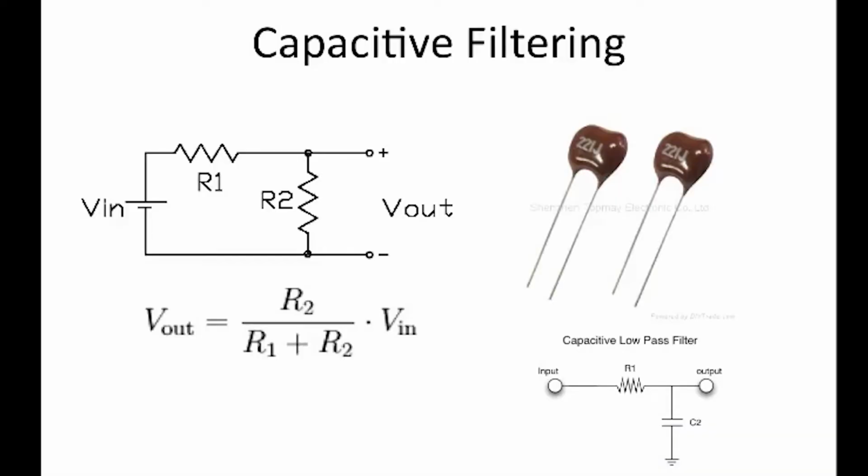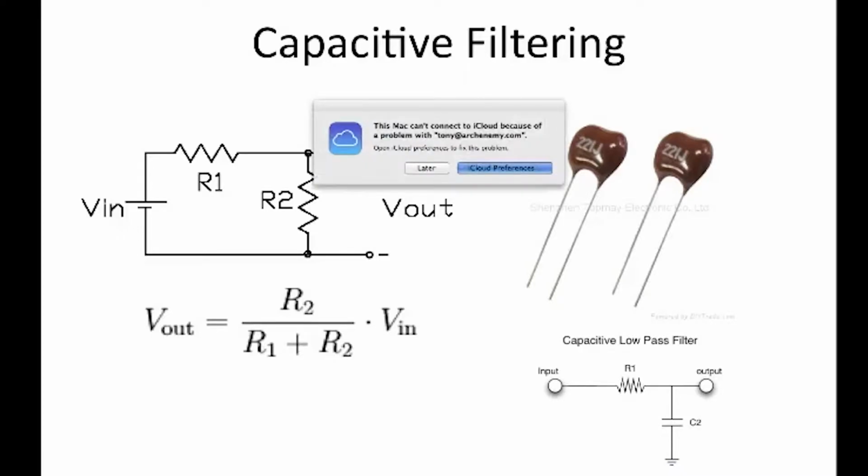Okay, next slide. Yeah, so just talking about capacitive filtering. We had a crash course in electronics earlier today, but if we take our basic voltage divider, we have V out is equal to R2 over R1 plus R2 times V in. We put some voltage in, and we get some voltage out.